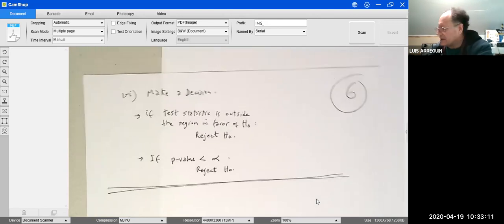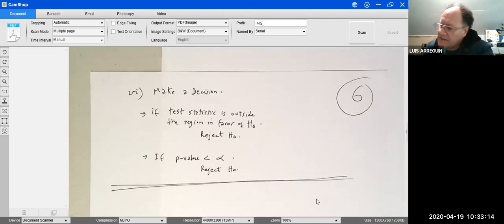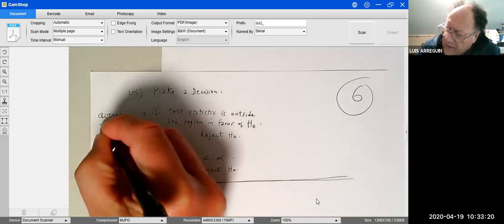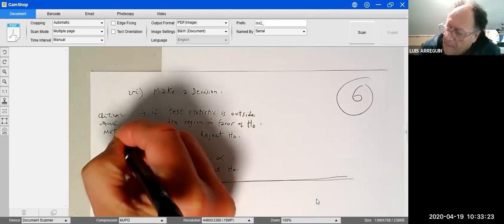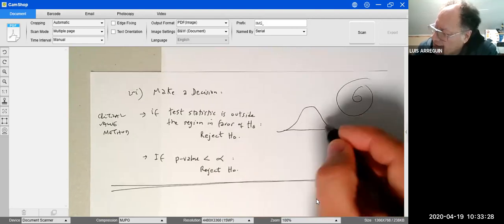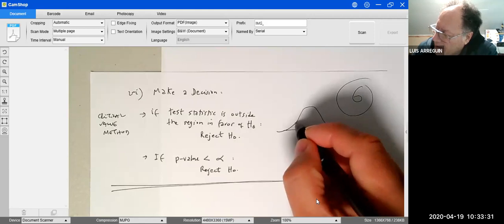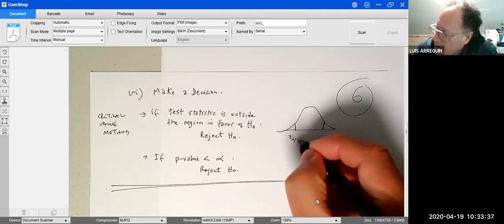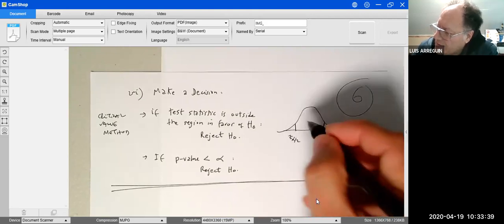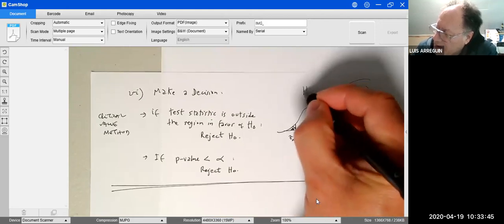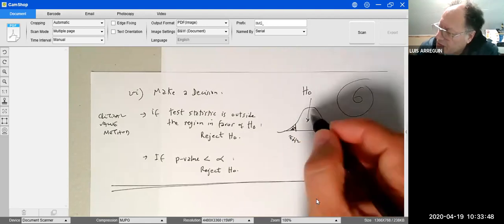So making the decision is the last step. So how do you make the decision? If you are working with critical values, the critical value method, then you just need to check your critical values. Maybe you have a critical value here, and another critical value here. So this is z alpha over 2, z alpha over 2. These are your critical values. This area is in favor of the null. So this is the region for you to not reject the null.